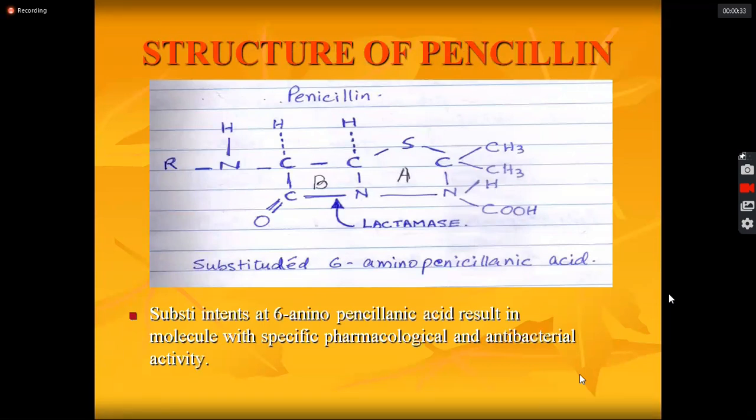You can see a diagram on the slide where the letter B shows the ring in the structure, and this ring in the structure of the penicillin is responsible for its effect and antibacterial activity. So any effect which targets this ring and brings about any changes in the ring will lead to loss of the antibacterial property of the penicillin. This is the 6-aminopenicillanic acid, which results in a molecule with specific pharmacological and antibacterial activity.